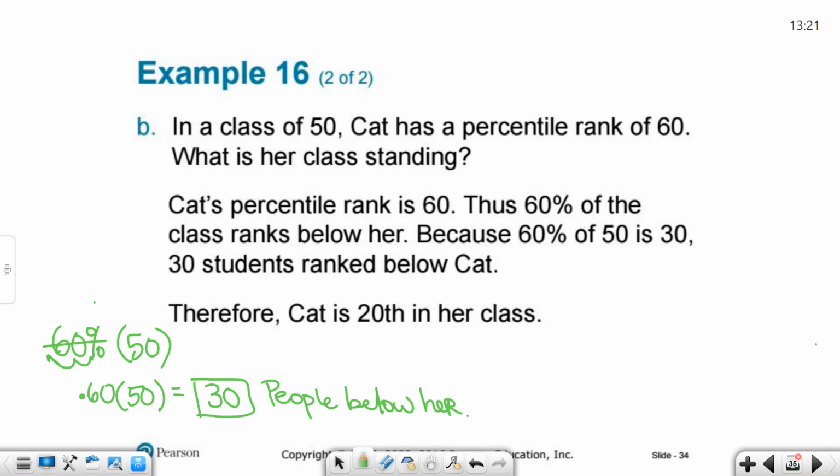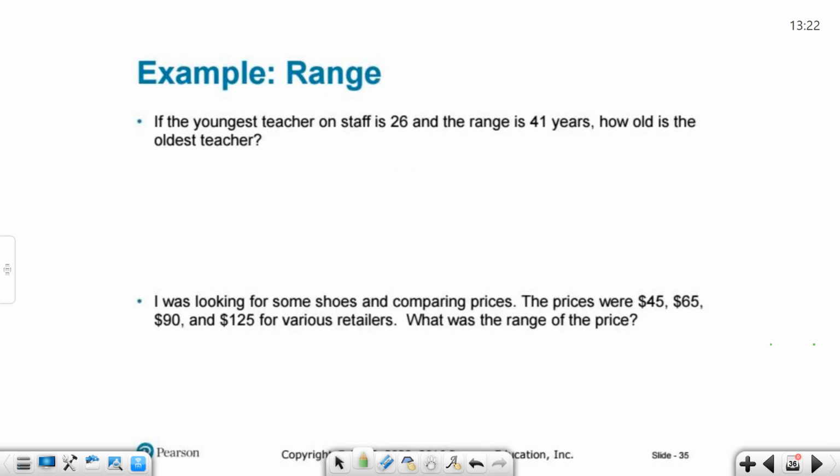Okay, so if she had 30 people below her, that means she was the 20th in her class because there were 30 below her. So don't fall for that little trick like I almost did.